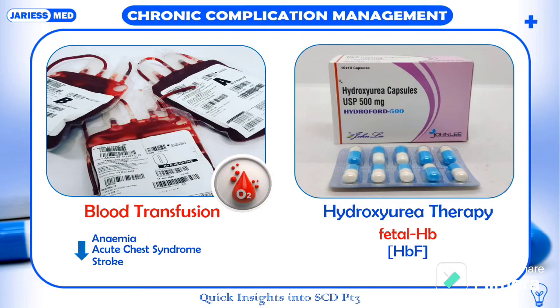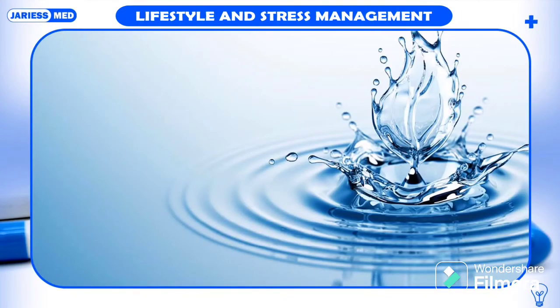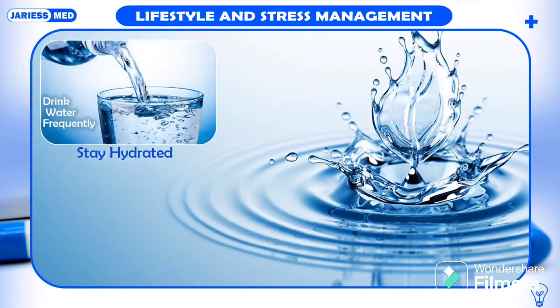Let's take a look at the lifestyle and stress managing tips. Sickle cell patients can enhance their condition by adopting the following lifestyle tips. The first and most important is staying hydrated. Dehydration can lead to low oxygen levels in the blood, contributing to vaso-occlusion and consequently pain crises.